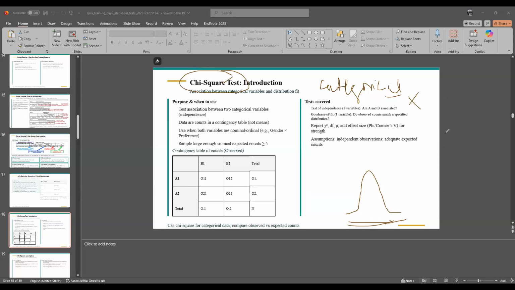Okay, what is a categorical variable? It has categories, and those categories are countable. We do not calculate means for that. Means we calculate for numerical data.